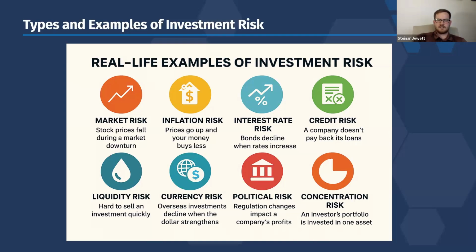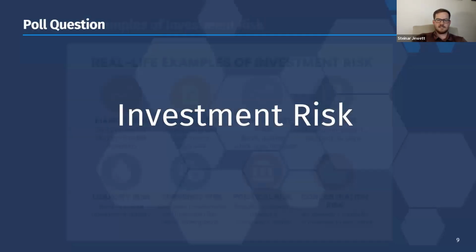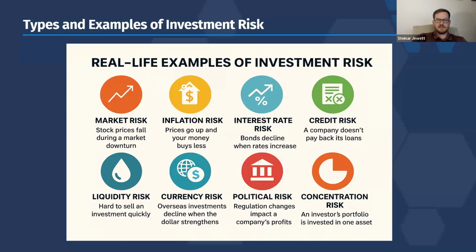And finally, going back to our diversification is concentration risk, which is an investor having everything invested in one company, one asset, one stock, whatever that may be, and just really trying to avoid that and spreading the wealth around so you're not overly concentrated in one investment.